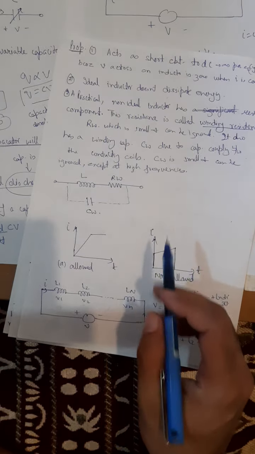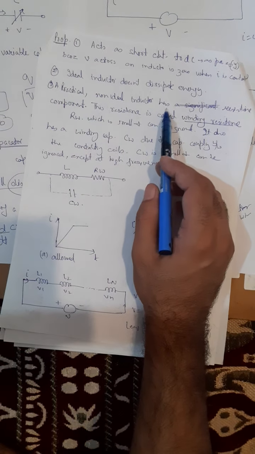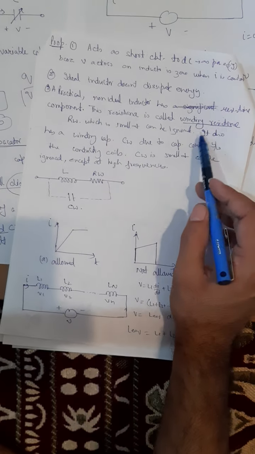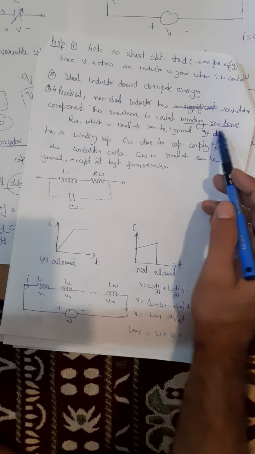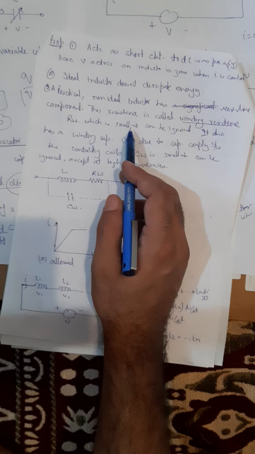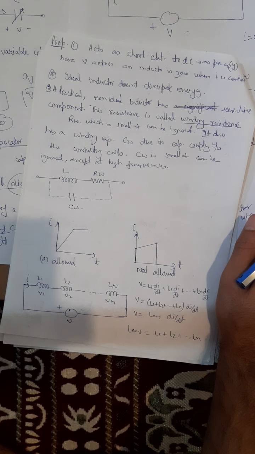So that is why we are saying that a practical or non-ideal inductor has a resistance component. This resistance is called winding resistance, denoted by Rw. And this winding resistance is very small and can be ignored.